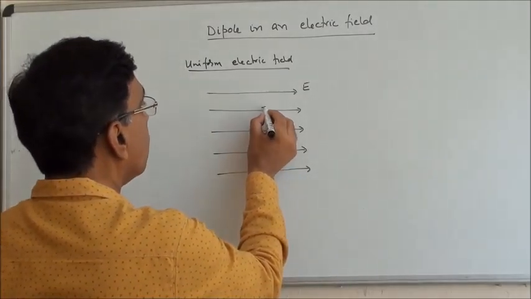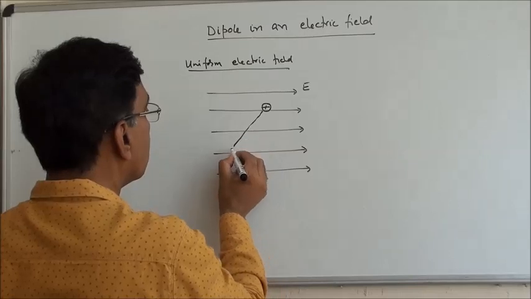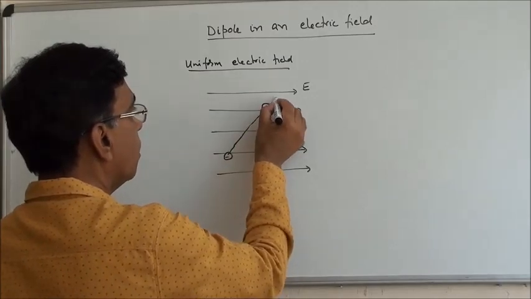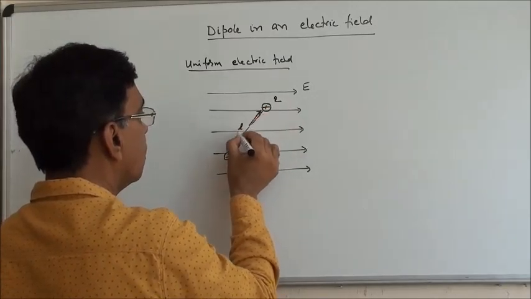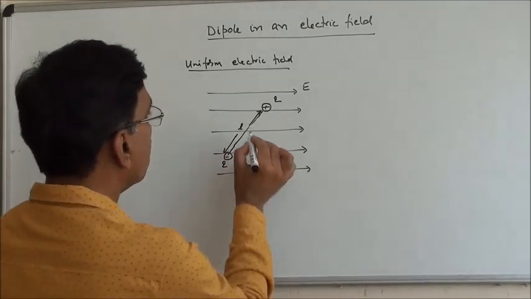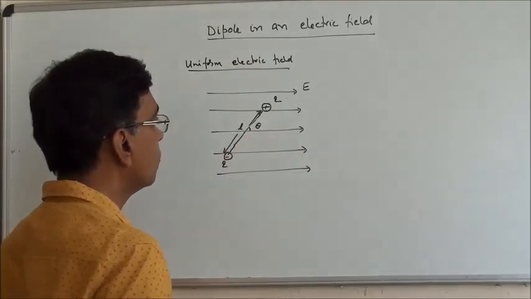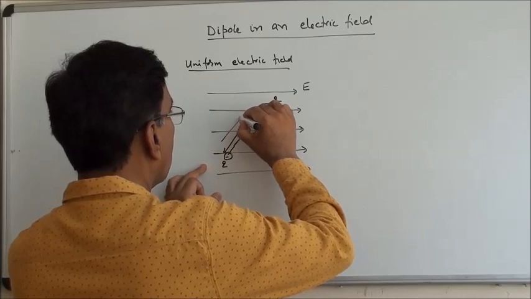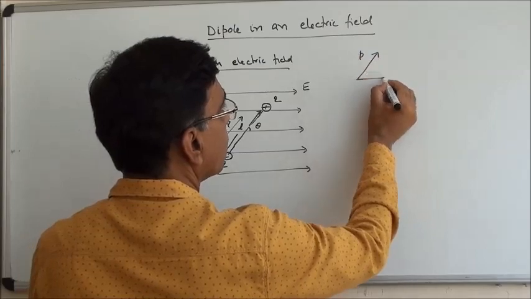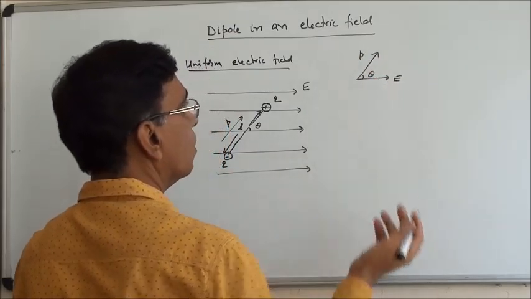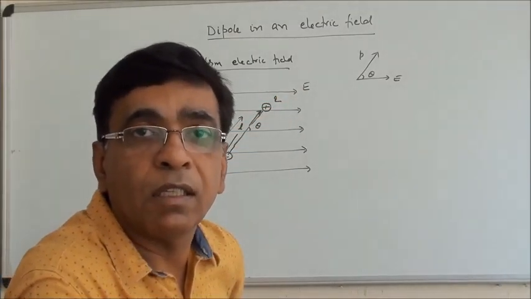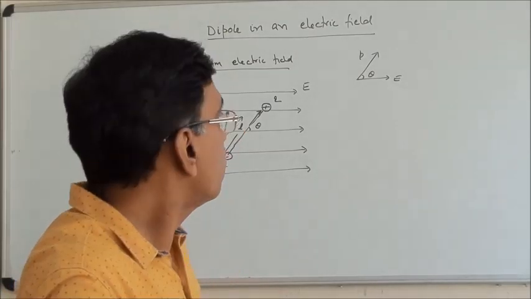Let me keep an electric dipole in this field, with plus and minus charges separated by a distance L. Let us take this angle as theta. The dipole moment is in this direction, this is the direction of the electric field, and the angle I have taken between them is theta. So it is placed at an angle theta. Theta is the angle between the electric dipole moment and the electric field.